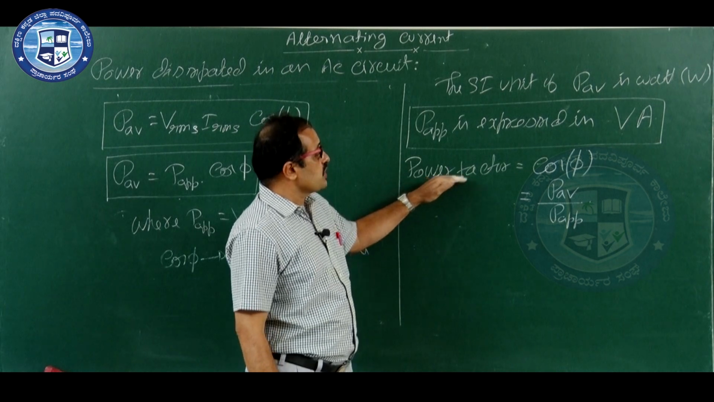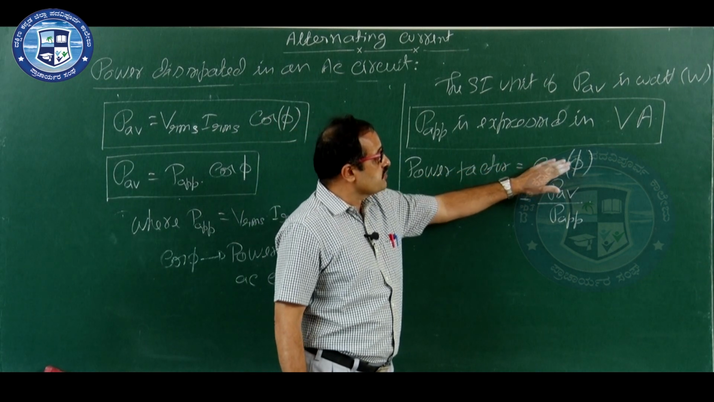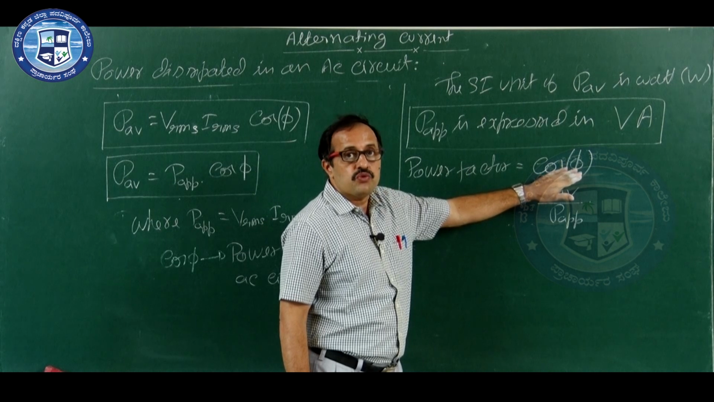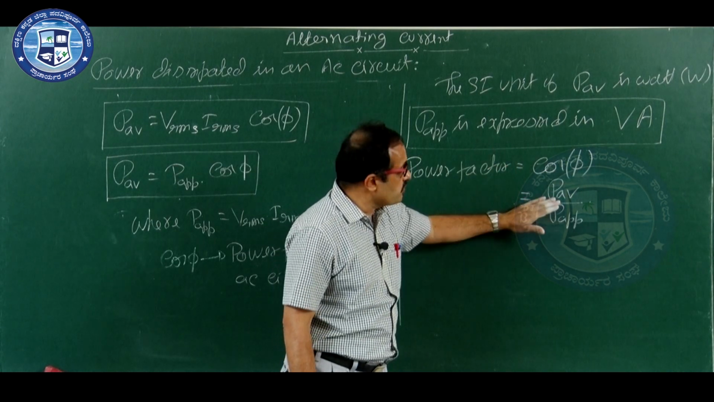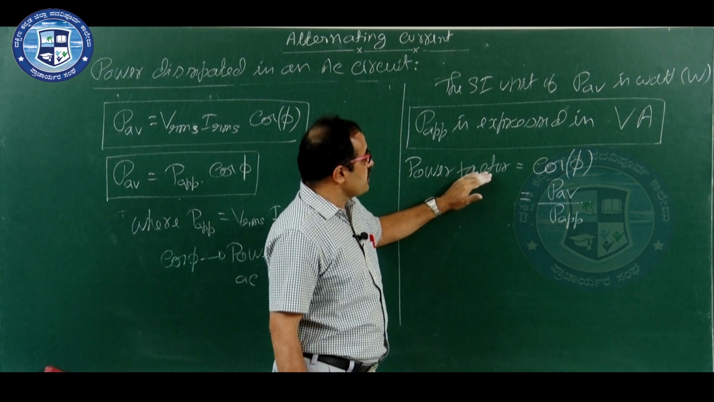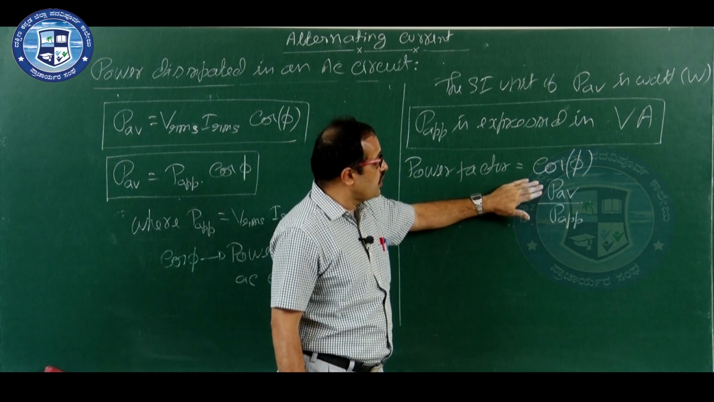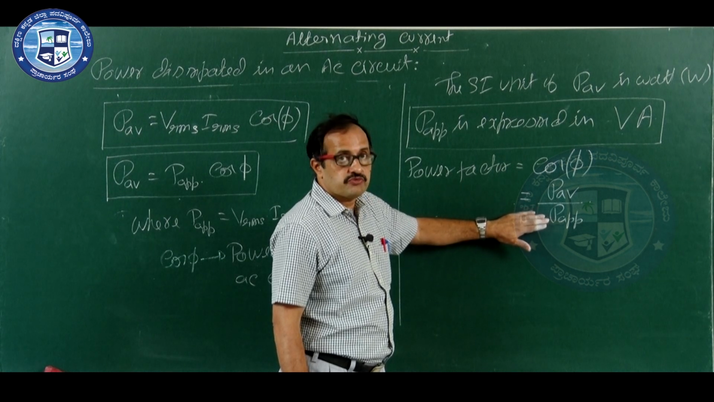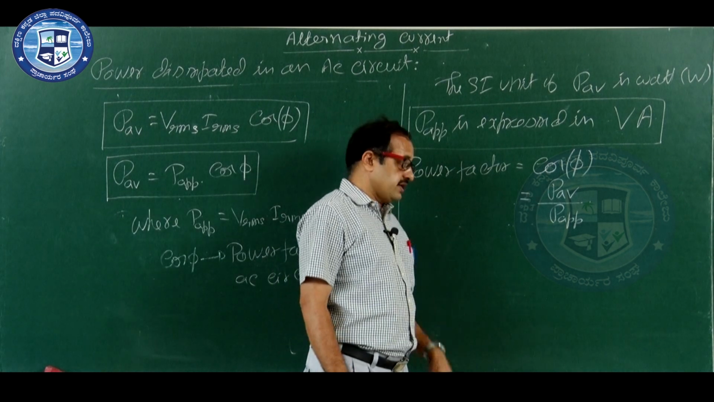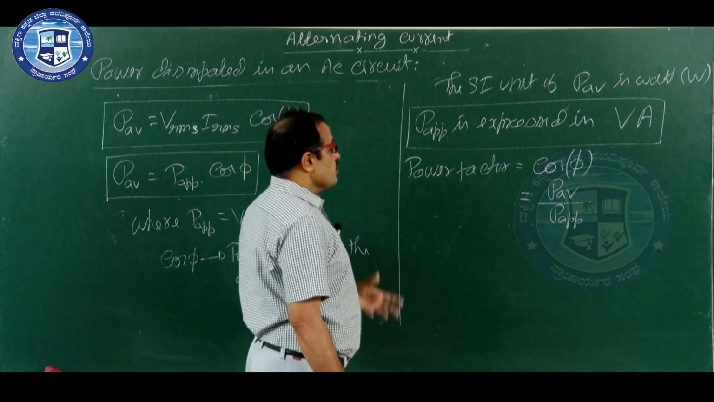Power factor of the circuit is defined as the cosine of the phase difference between current and voltage. It is the correct definition. Or one more definition: power factor of the AC circuit is defined as the ratio of average power consumption to apparent power consumption. This also you can write.